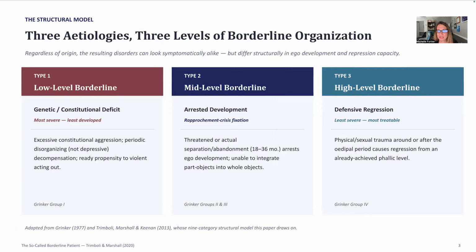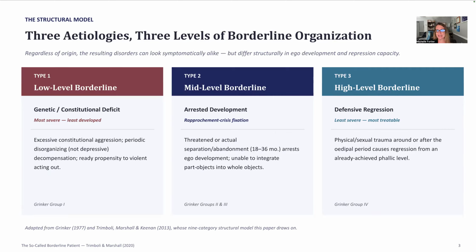Your level 2 is your mid-level borderline, and this is one that they call arrested development. The rapprochement crisis is the point where a child is a toddler, and as a toddler they start going away from their parent, and if they feel that there's a secure base, they will come back to that secure base. If that is not done during this rapprochement period, that's where it's thought that borderline personality disorder develops.